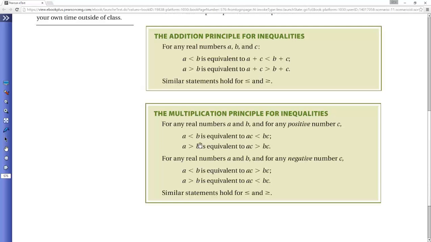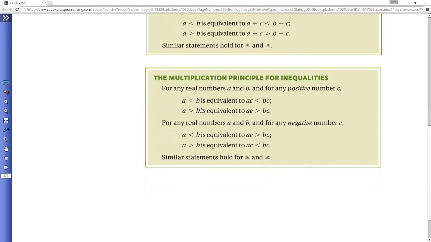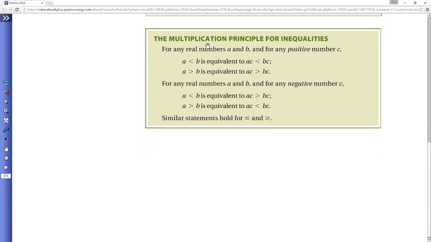Now the multiplication principle, there is one change. In this first part here, they start talking about this c. C is the number we're going to multiply by. And if that is positive, it's exactly the same as what we do with equations.